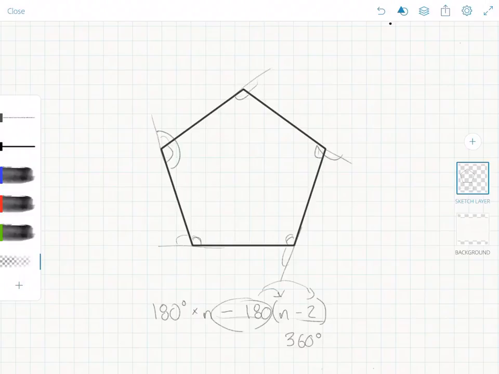So this is an example. This is the purpose of geometric reasoning. We do those reasoning activities to develop a formula that we can then use and manipulate algebraically to draw other conclusions or prove the truth of other results.